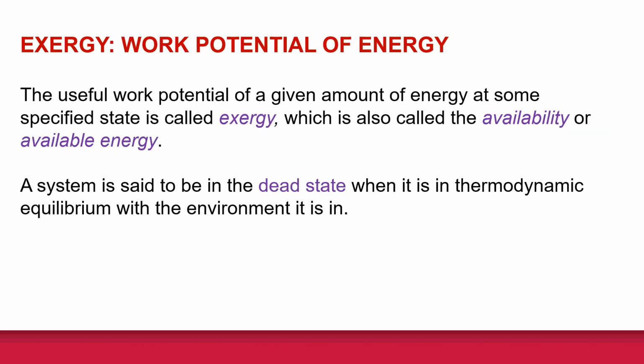Let's begin our study by defining a couple of terms. First of all, what is exergy? Exergy is defined to be the useful work potential of a given amount of energy at some specified state. It's also known as the availability or the available energy. When we compare systems, we also need to know what's referred to as the dead state. A system is said to be in the dead state when it is in thermodynamic equilibrium with the environment it is in. So in other words, there's no transfer of energy between the two objects. They're in equilibrium.